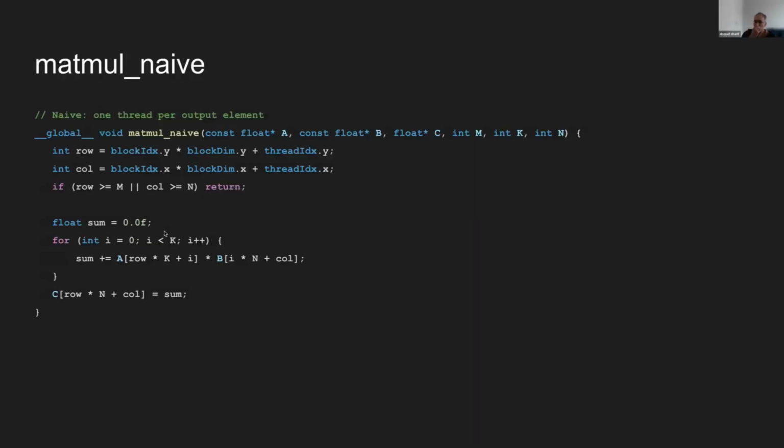So this is what the kernel code looks like in C++. I'm calling it matmul naive. You have A, B, C as float pointers here, and you're basically looping over the k dimension, which is the 16,000 elements, and you're computing this dot product here, and then you're just setting it to C.